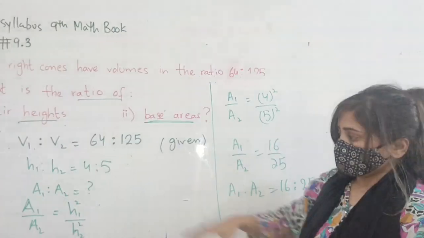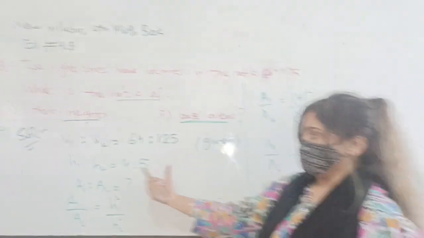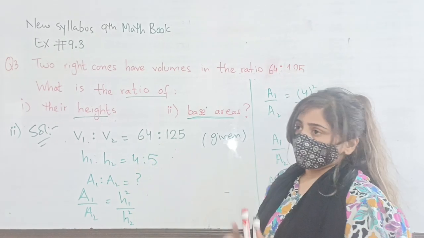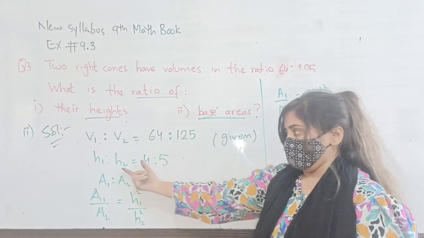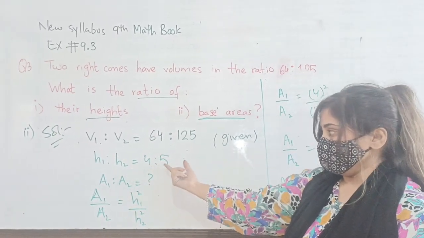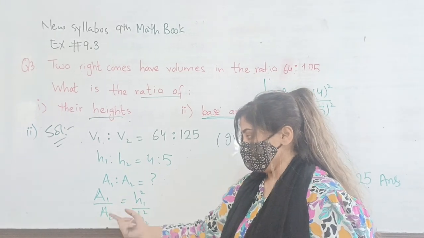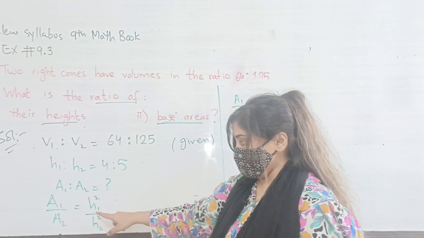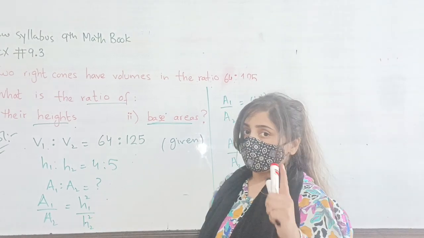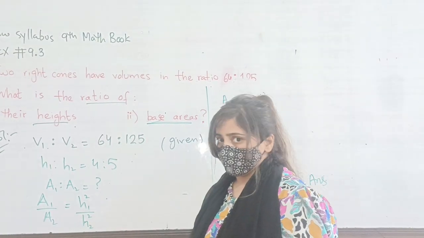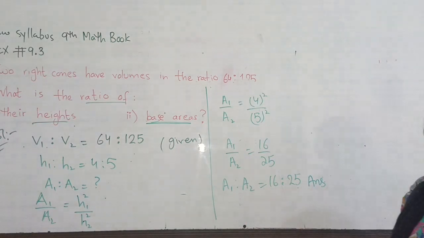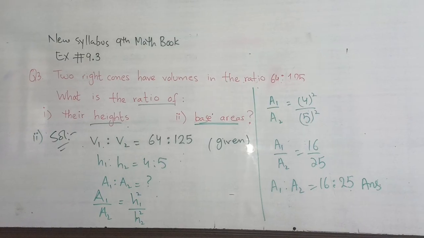We will use the corresponding side, the answer of the previous part, and we take the side, that is 4/5, and area and side come as A1 over A2 is equal to H1 square over H2 square. When area comes, then you have to take the square, and for volume, that's cube. So this is all about question number 3.